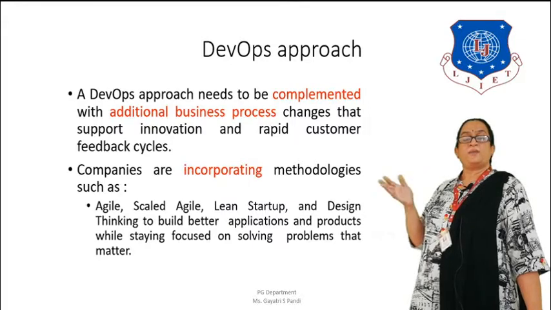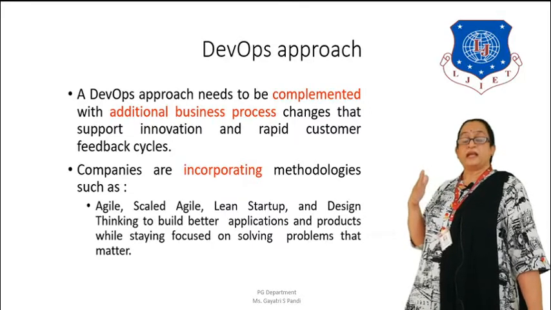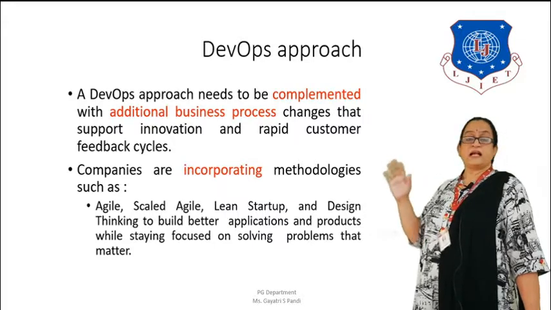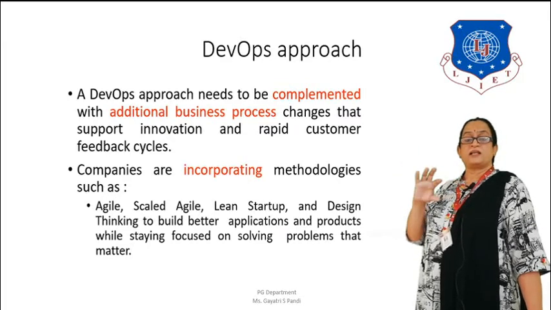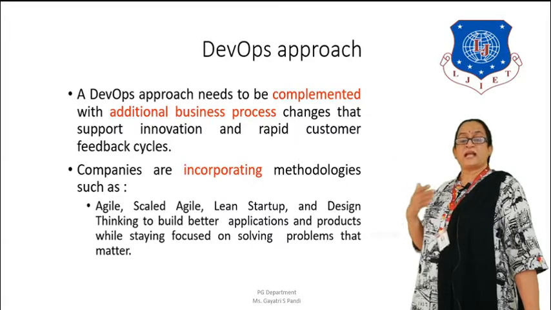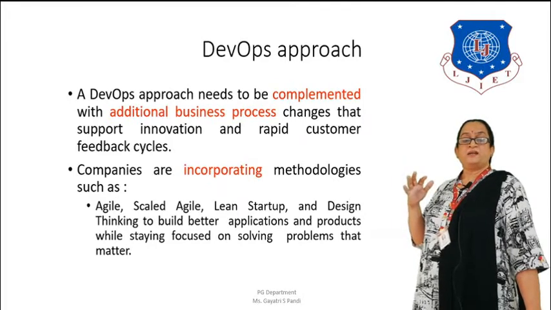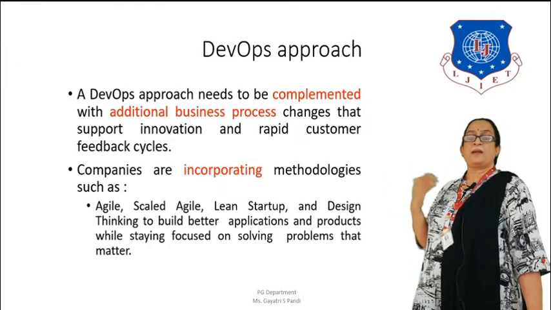So these are basically complemented with additional business processes, and these change with the support of innovation and rapid customer feedback cycles. Companies are incorporating various methodologies, like agile, scaled agile, lean startup and design thinking, to build better applications and products. These methodologies are used so that the development process improves, and they are able to provide standard and better applications and products, while also focusing on solving problems that matter.